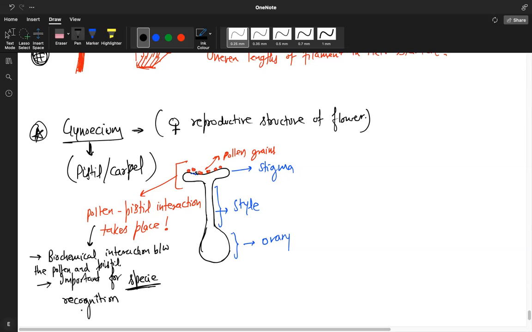What do we mean by species recognition? Iram, can you try? What is species recognition? Simple. The pistil has to recognize the pollen from its own species, and only those pollen will be allowed to fertilize. Now, how does fertilization happen? So let's see this pollen, this green one, and this one. These two are the right pollen. So only they will be allowed to form a pollen tube. Okay, do you understand?